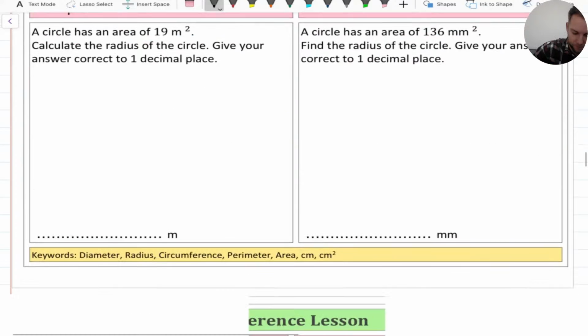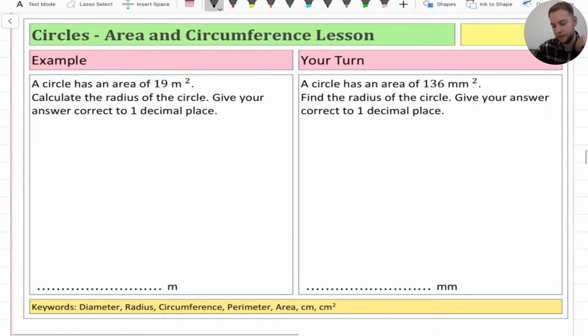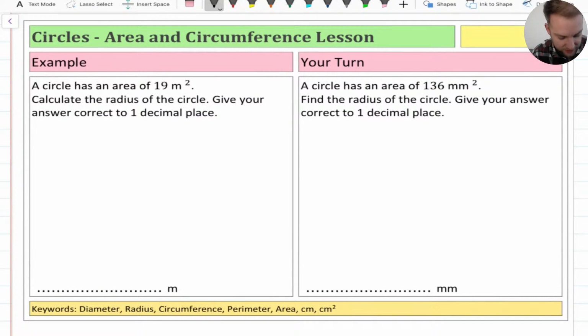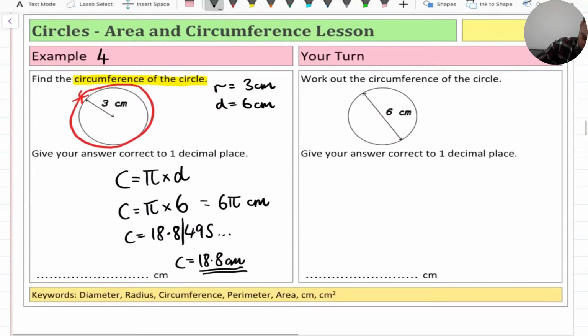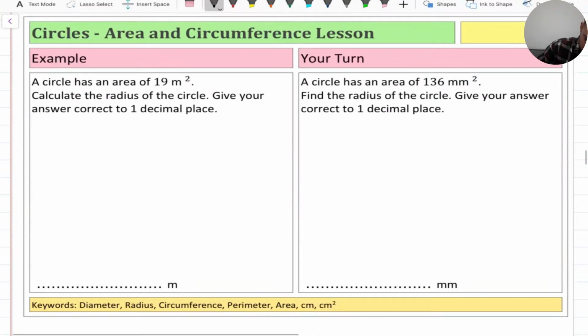Brilliant. Now let's step it up a little bit. Okay, we've done the basics. We're going to move up a little section now. So a circle has. Get this one down. This is example 5. A circle has an area of 19 meters squared. Calculate the radius of the circle.